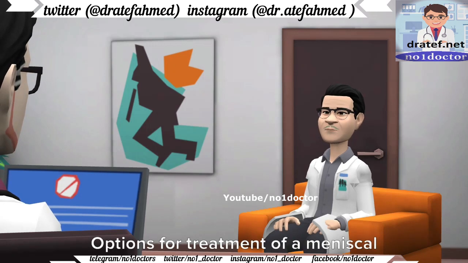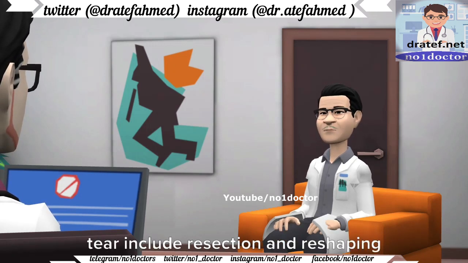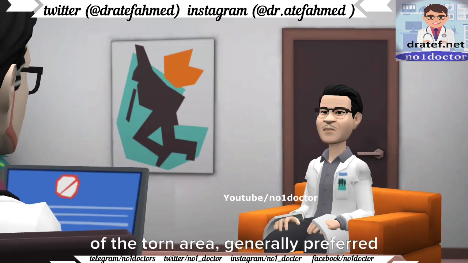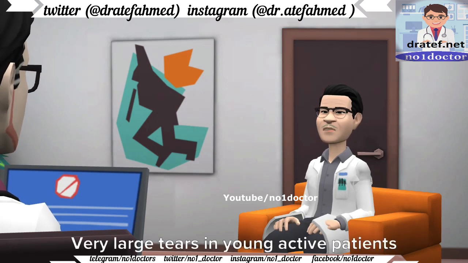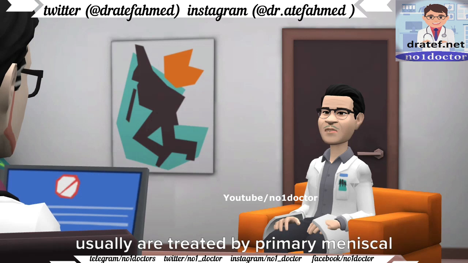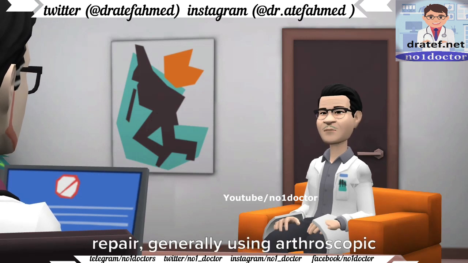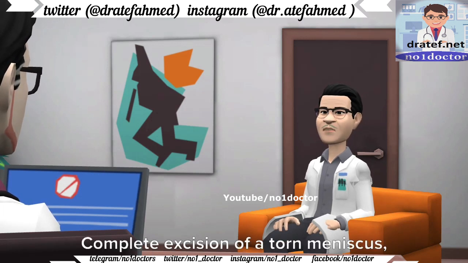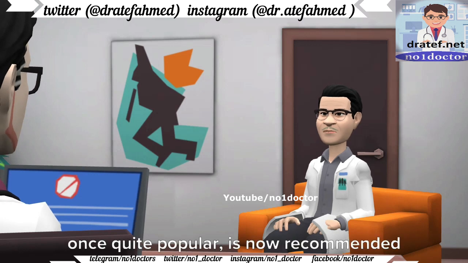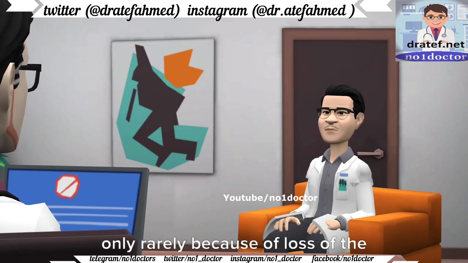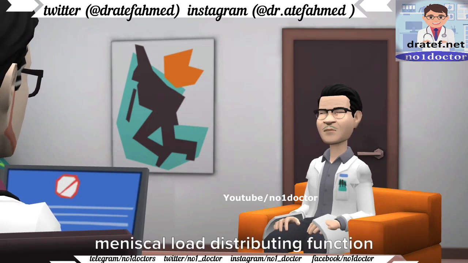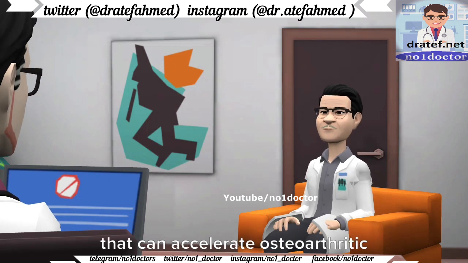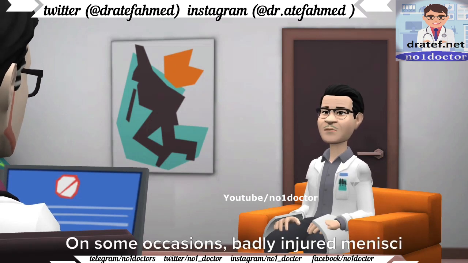Repair of the meniscus. Options for treatment of a meniscal tear include resection and reshaping of the torn area, generally preferred for small tears. Very large tears in young active patients usually are treated by primary meniscal repair, generally using arthroscopic technique. Complete excision of a torn meniscus, once quite popular, is now recommended only rarely because of loss of the meniscal load distributing function that can accelerate osteoarthritic change in the knee.